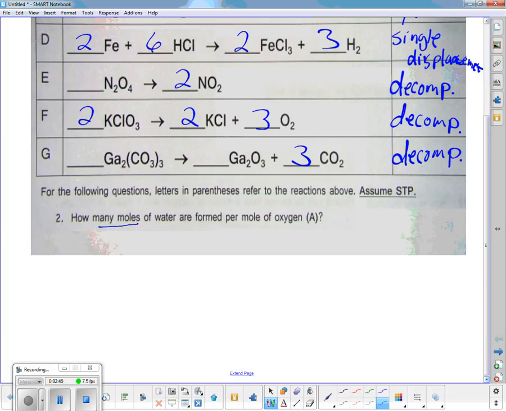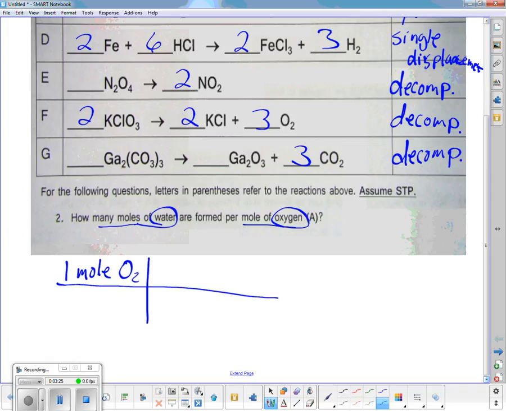So this one's pretty easy because we're just going from moles to moles. Remember, as I'm reading, I always like to go and say, okay, how many moles of water per moles of oxygen? And I'm using A. Okay, so I start with, it says per mole of oxygen. So what do I start with? How many? 1. 1 mole of what? Oxygen. So 1 mole of O2. When it says per mole of oxygen, that means 1, right?